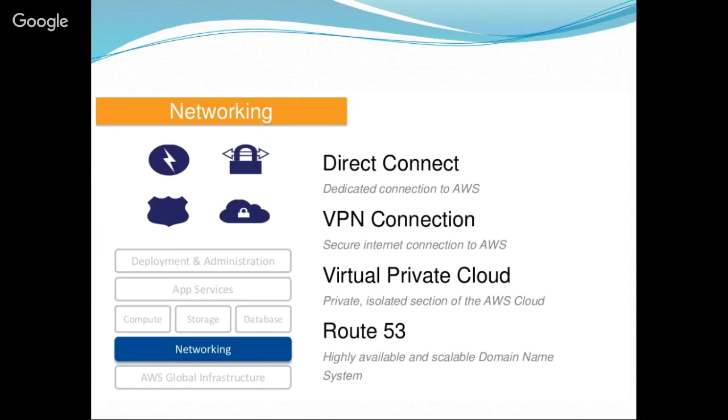VPN is called virtual private network. You can terminate a VPN connection with your VPC and your on-premise data center. You can create a secure connection. Even though the traffic routes through the internet, it's secure. That's why we need a VPN. If you need any secure connection, I recommend going with a VPN connection between your on-premise data center and the cloud.